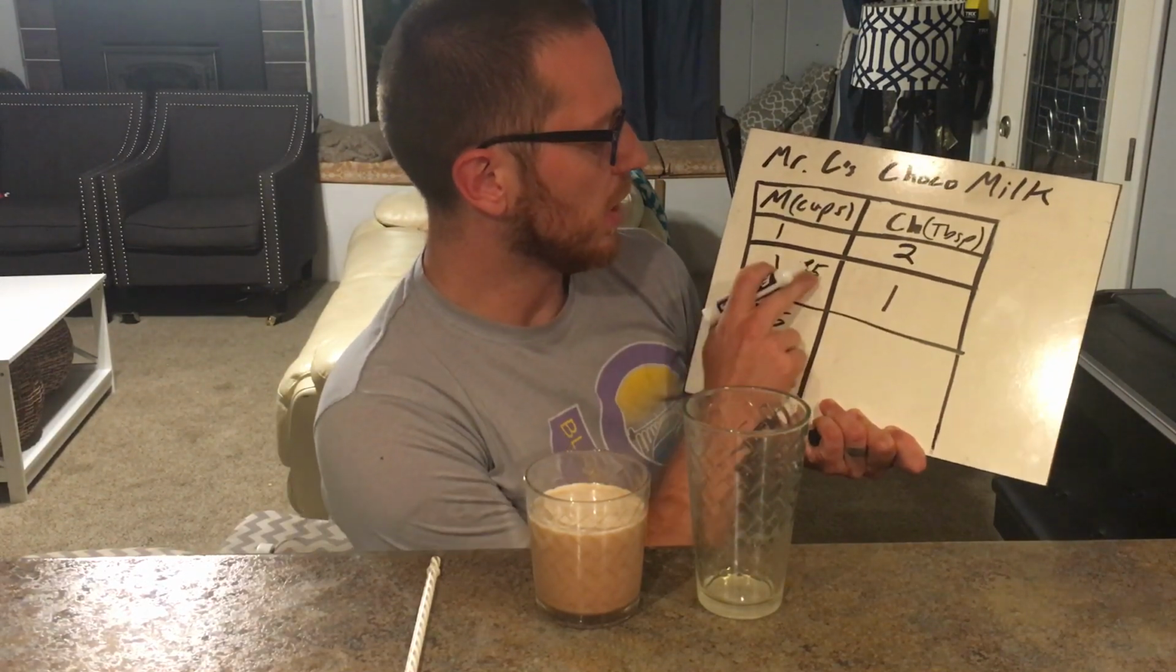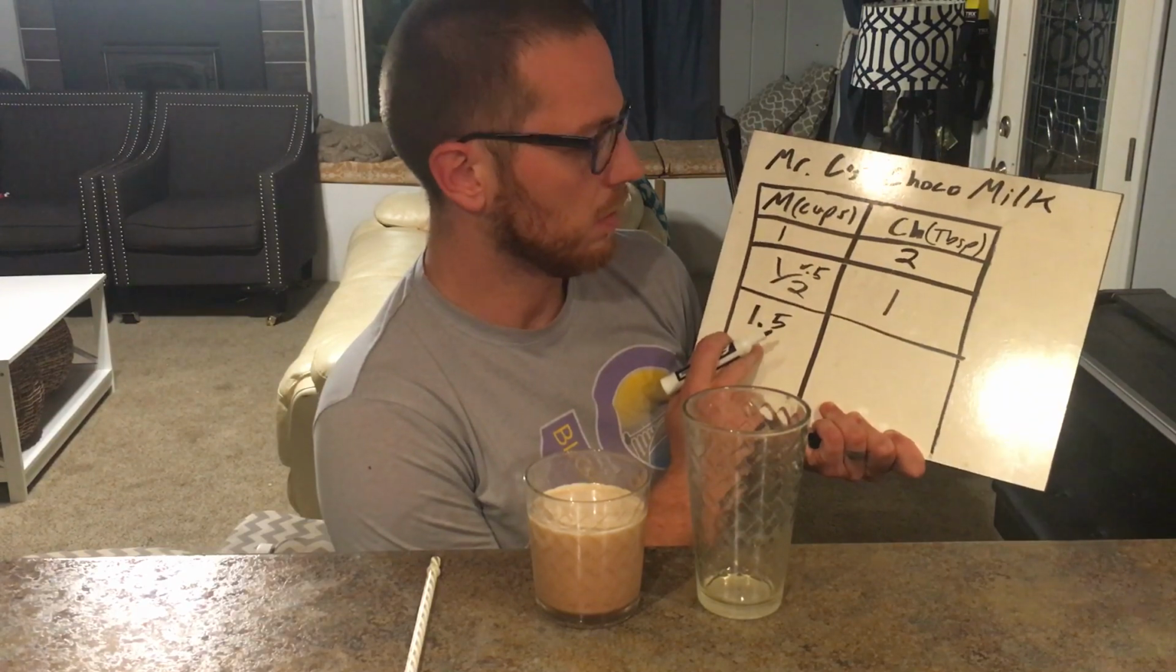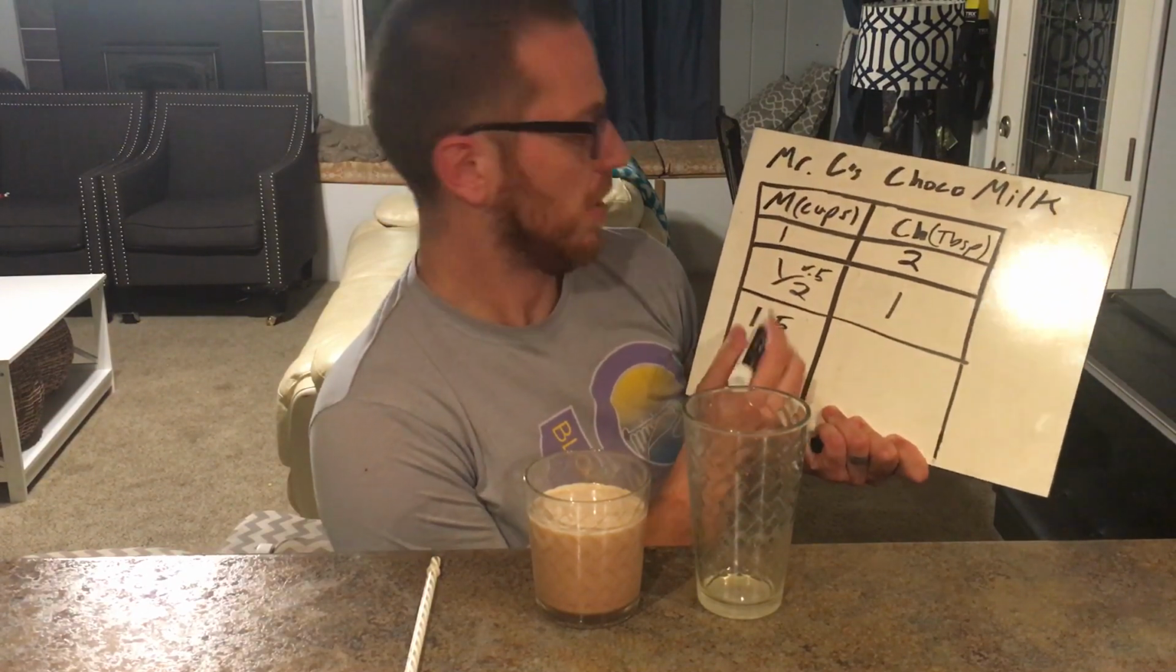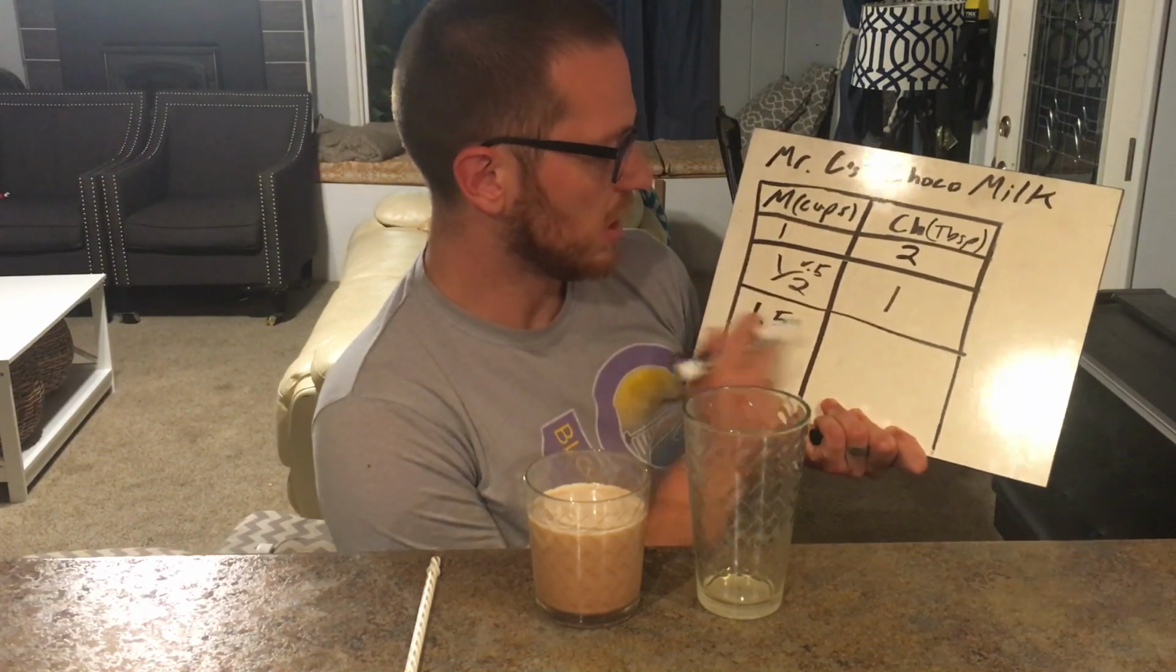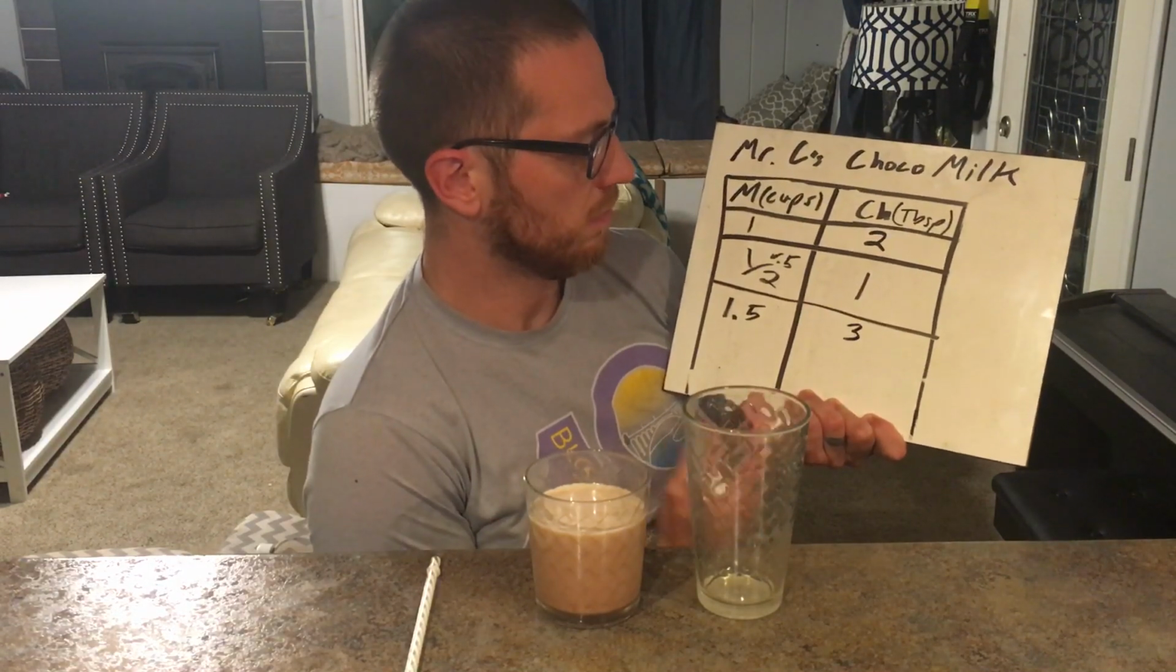Now the question is, how do I get from 50 cents to $1.50? I mean, multiply by 3. So this times 3 means I have to do this times 3. So I get 3 tablespoons of chocolate syrup. So now the question is, will it work?